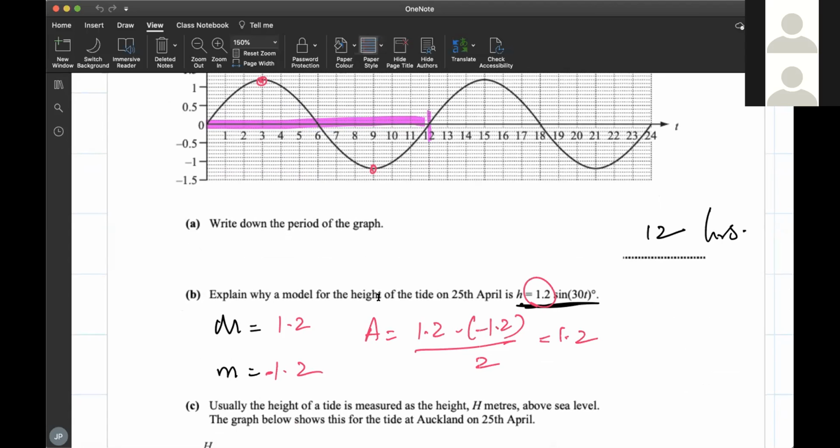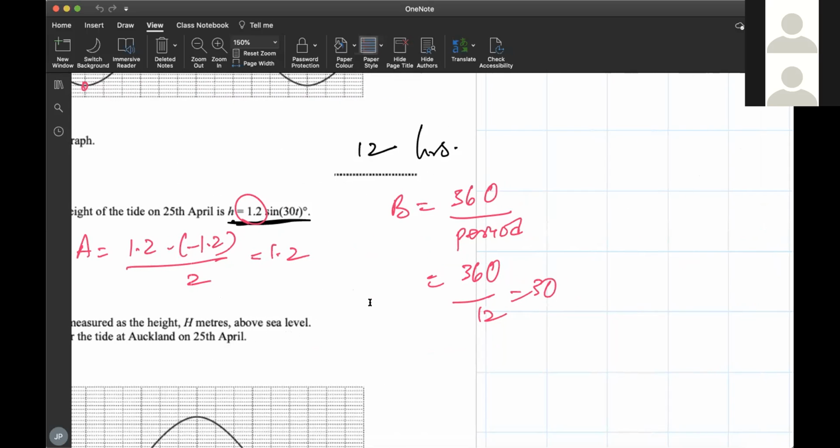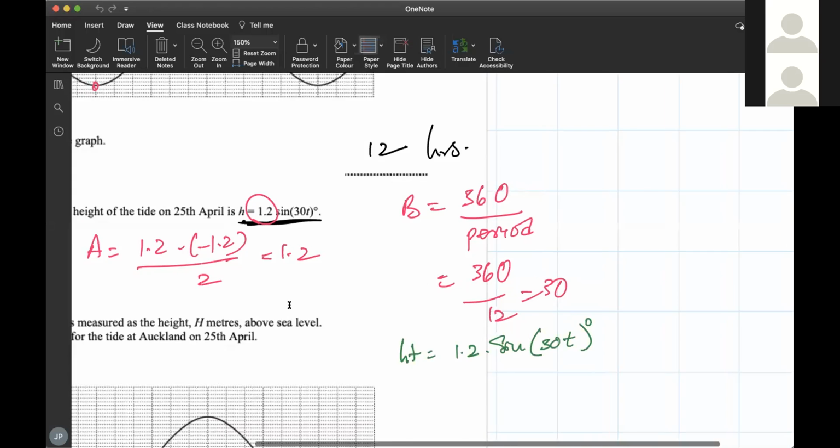The B is 30, it says. So how do we look at that 30? B is related to the period. Remember I said B is 360 divided by the period. The period in the question above is 12. It is 360 divided by 12, which happens to be 30. Those of you who were there last time, this was some of the notes we did. The B was a frequency, and that was a relationship. So with that, you can justify and say that the height is basically the amplitude, which is 1.2, times sine of 30, and because it's in terms of t, we can write it in terms of t. You have to communicate that very clearly.